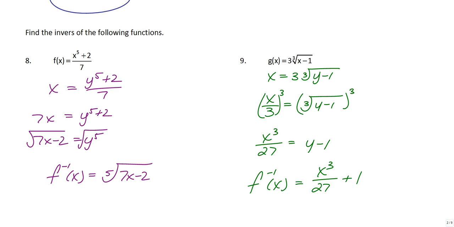Do not just add the plus 1 to the top, because that would not be correct. Adding 1 would be like adding 27 over 27. So if you wanted to, you could call it x cubed plus 27 over 27. But either one of those works out just fine. So you pick your favorite and you're good to go.